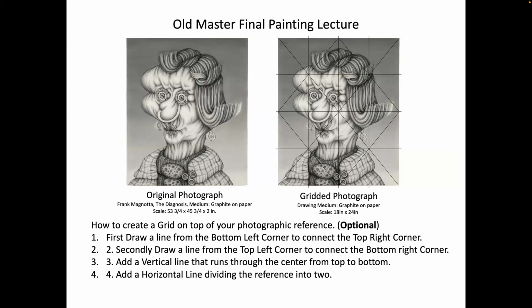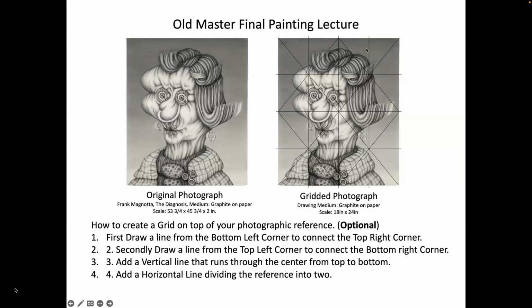Now, a technical aspect throughout this process is to incorporate the grid and how to use a grid on top of your photographic reference, which is optional. The first thing you want to do is draw your first line on the bottom left corner and connect it to the top right. Second, connect the top left corner to the bottom right, and add your vertical and horizontal lines, dividing the reference into two, which will also help you solidify and find the center of the painting.